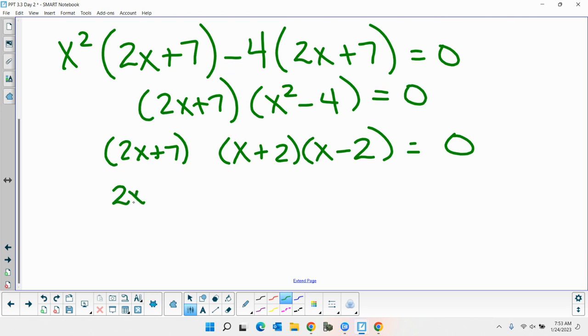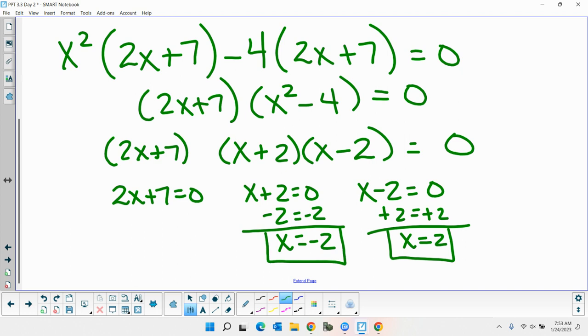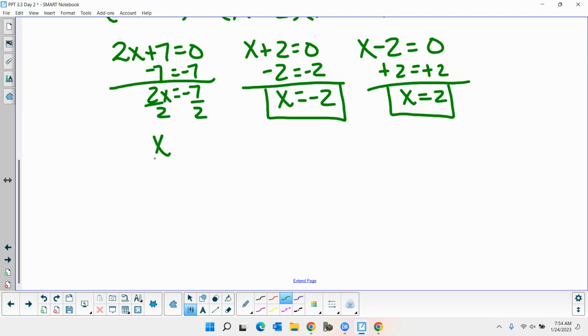And I can just set each one of these factors equal to 0 to find those 3 zeros. So I would add 2 for this one. So one of my zeros is positive 2. Subtract 2 for this one. So another zero is negative 2. And here I'd have to subtract 7 and divide by 2, which would be negative 7/2, or if you want the decimal, negative 3.5. So either way, write it as a fraction or decimal. But there's our 3 zeros for that problem.